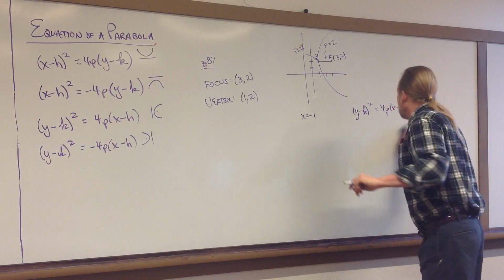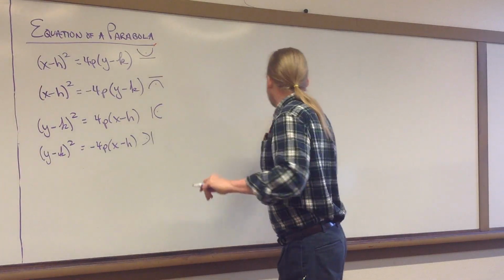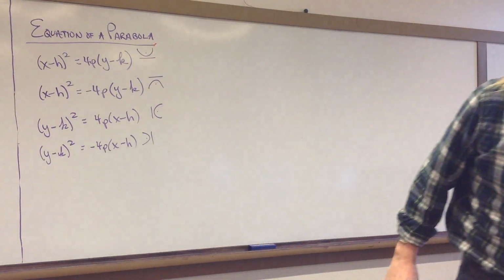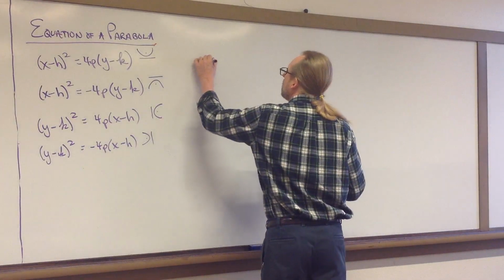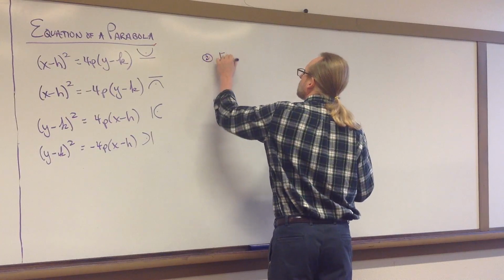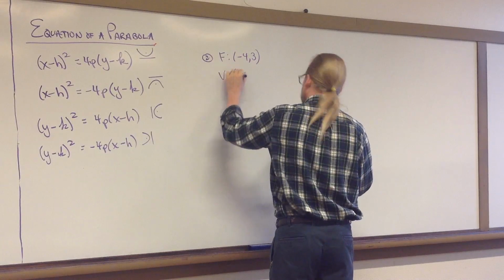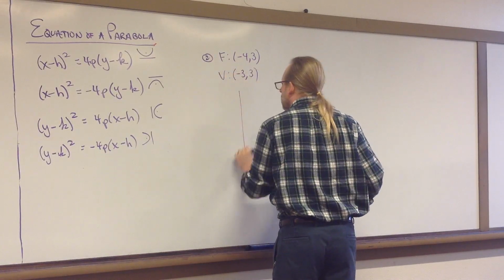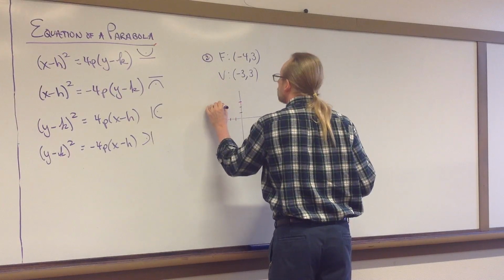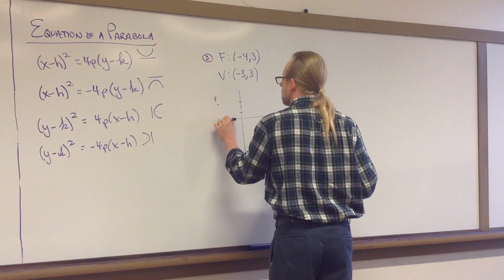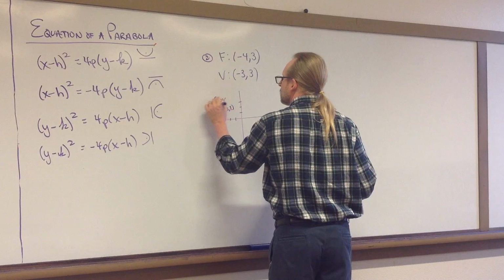All right, let's look at the problems in the section there. I think it's pages 88 and 89. Problem 2. We've got a focus at (-4, 3) and a vertex at (-3, 3). So there's our focus, and (-3, 3) is the vertex.